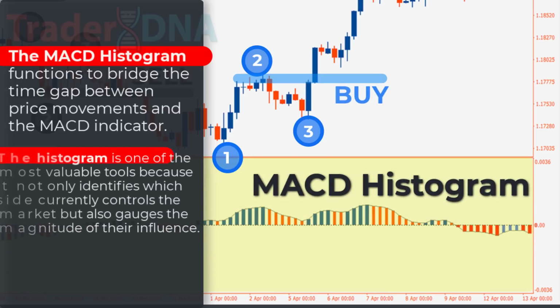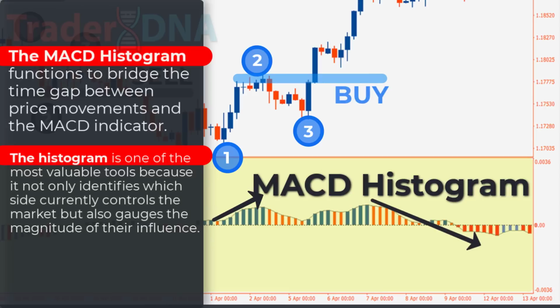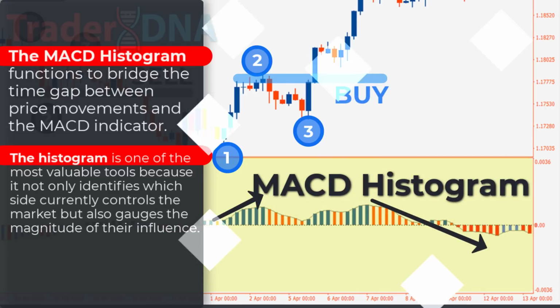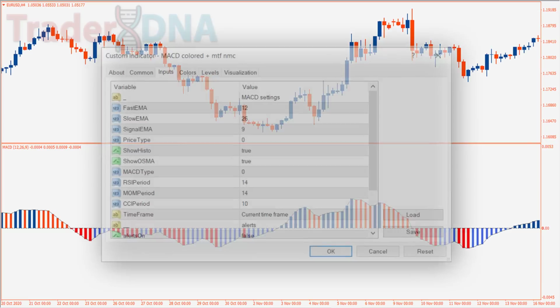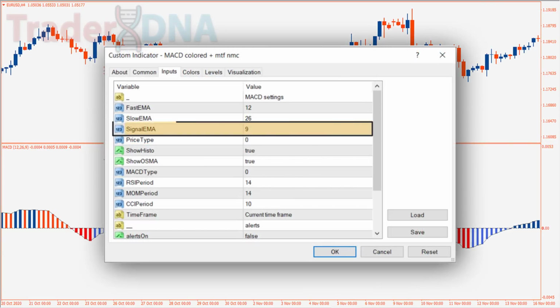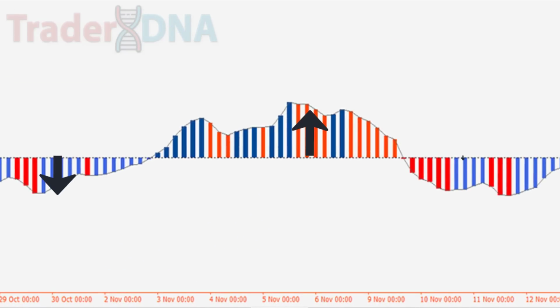It stands out as one of the most valuable tools because it not only identifies which side currently controls the market, but also gauges the magnitude of their influence. The MACD histogram calculates the gap between the MACD and its signal line, which is essentially the 9-period exponential moving average, EMA, of the MACD.